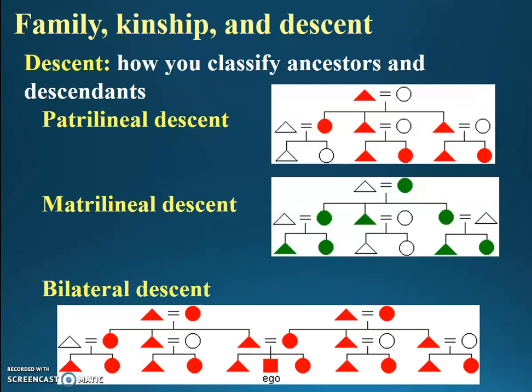So inheritance of property might be patrilineal. Inheritance of religious or clan affiliation might be matrilineal. Inheritance of surnames might be bilateral or patrilineal. And possibly all of these could really occur in one society depending on how they're used. So it's not very clear when someone says society X is patrilineal, because we have to ask patrilineal for what? Inheritance? Social rank? Family name?